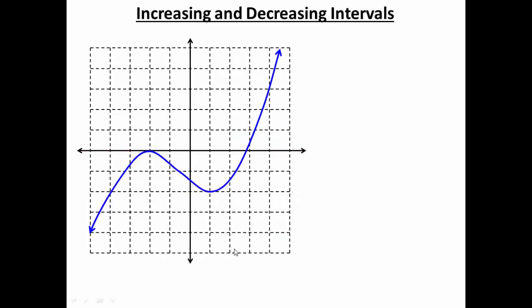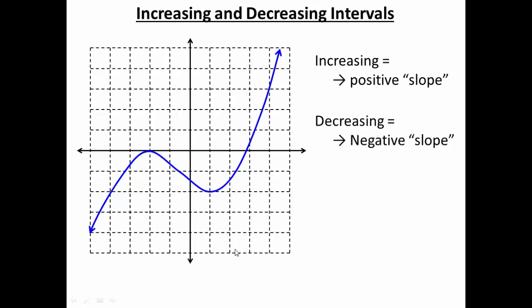Now, beyond domain and range, it's often useful to talk about where the function is increasing or decreasing. We talked very briefly in the last lesson about what it means for a graph to increase or decrease. Increasing means we have a positive slope. Decreasing means we have a negative slope. I put slope in quotation marks because slope at this point we've defined as the steepness of a line.